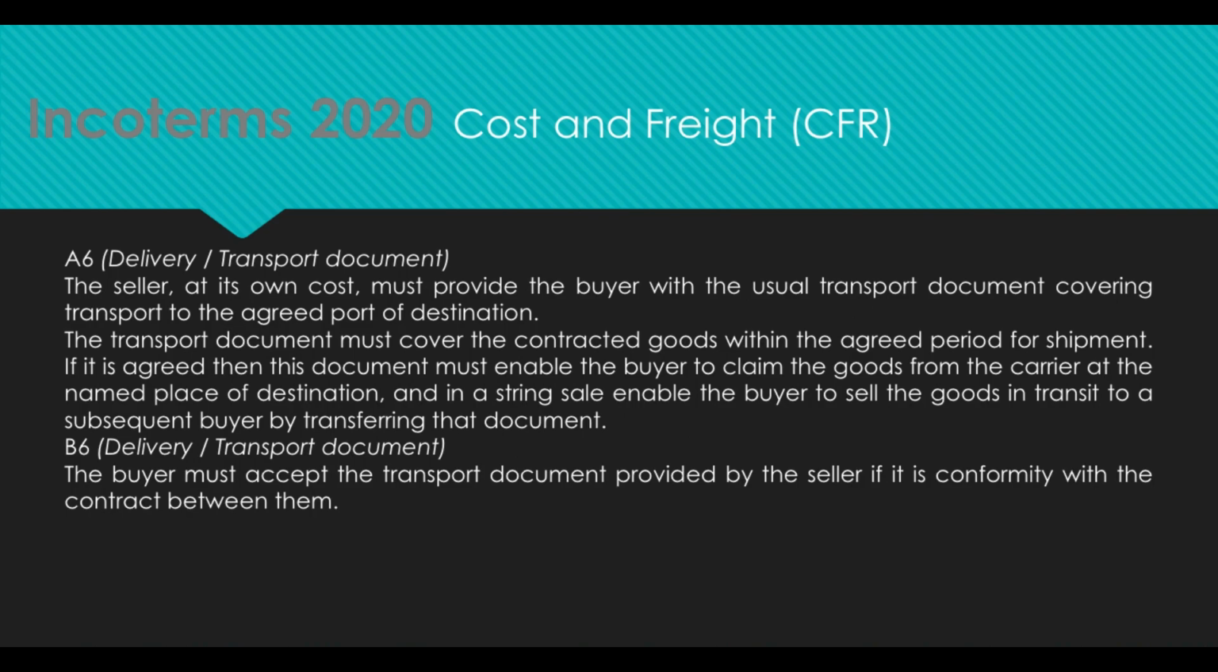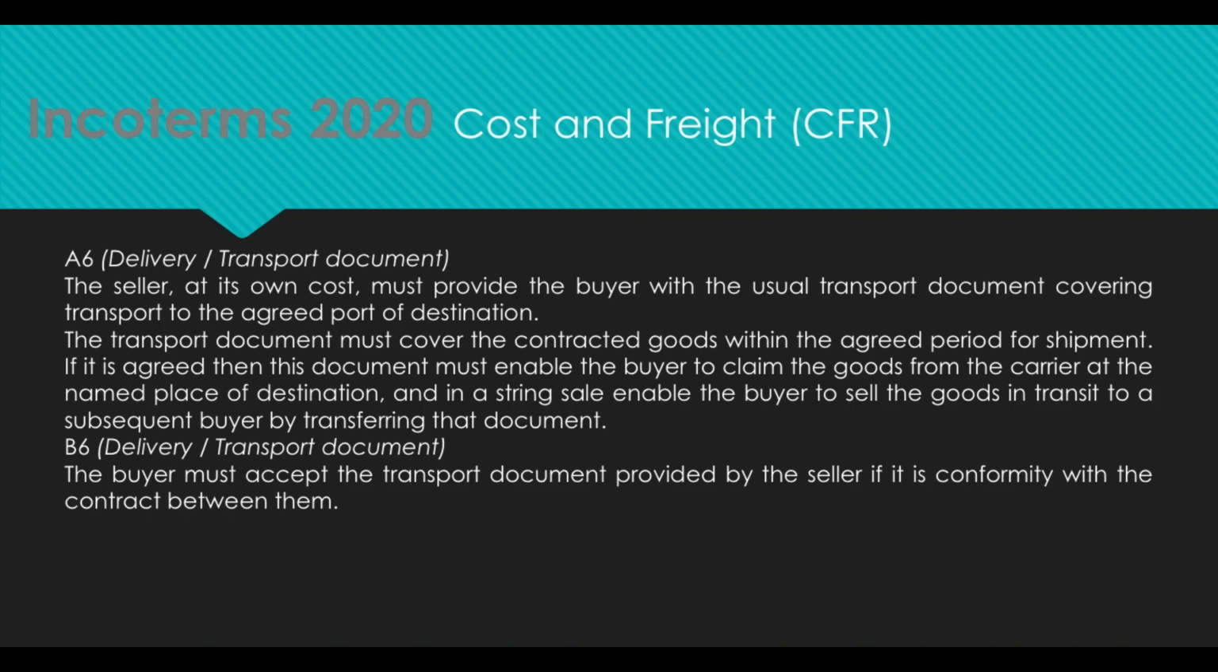The seller at its own cost must provide the buyer with the usual transport document covering transport to the agreed port of destination. The transport document must cover the contracted goods within the agreed period of shipment. If it is agreed, then this document must enable the buyer to claim the goods from the carrier at the named place of destination, and in a string sale enable the buyer to sell the goods in transit to a subsequent buyer by transferring that document. B6. Delivery transport document.